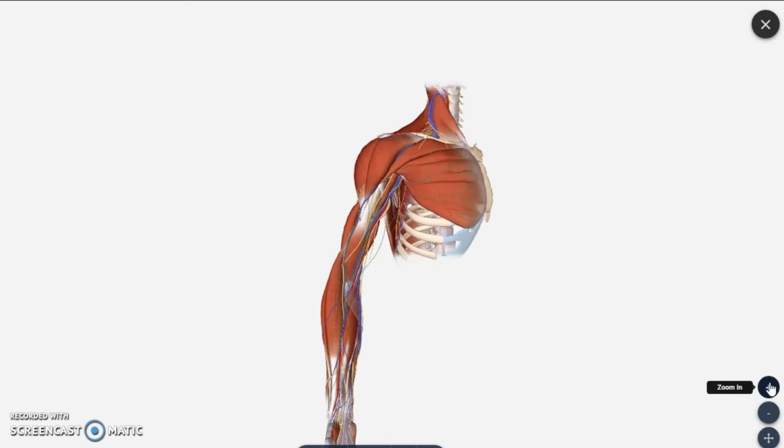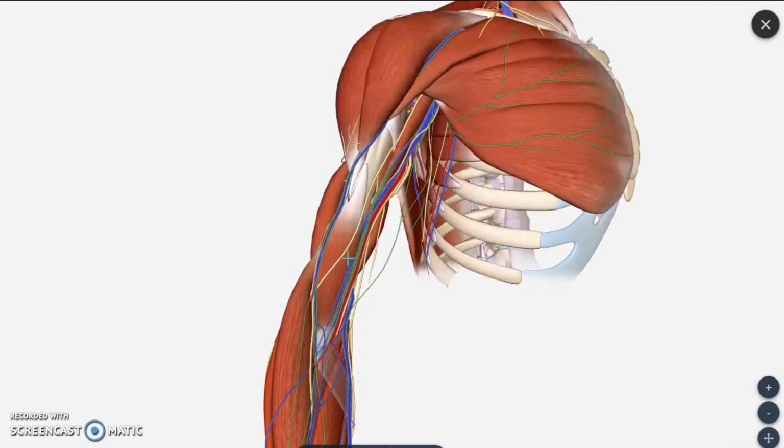Those structures can be seen clearly after removing the biceps brachii. We have to see the important structures seen in the arm. For that we have to make out the brachial artery and median nerve along with the musculocutaneous nerve on the whole.